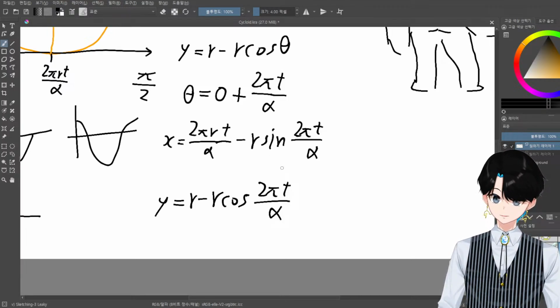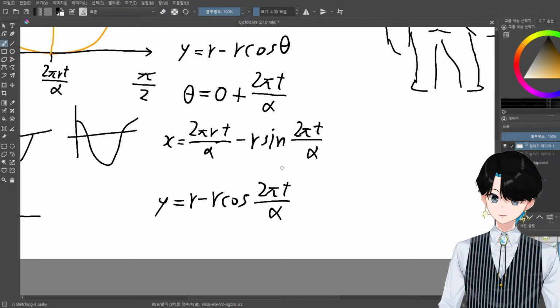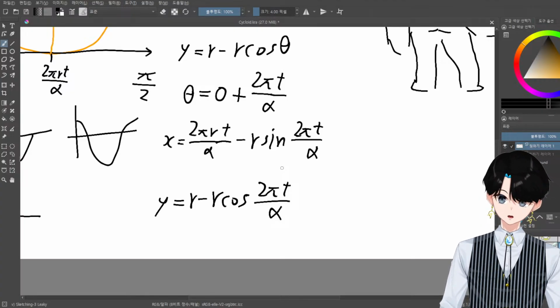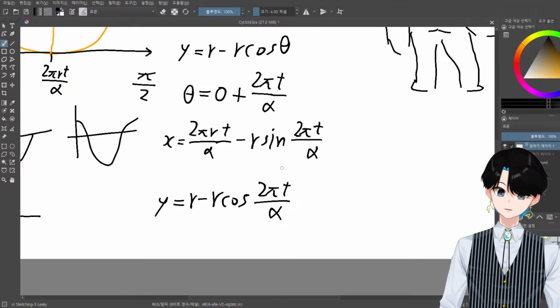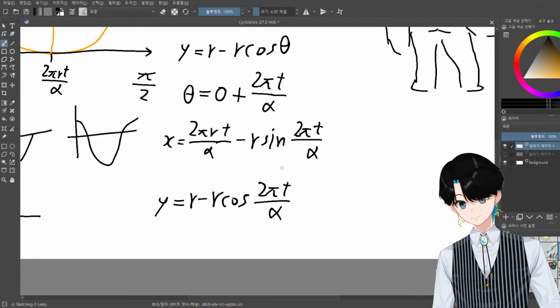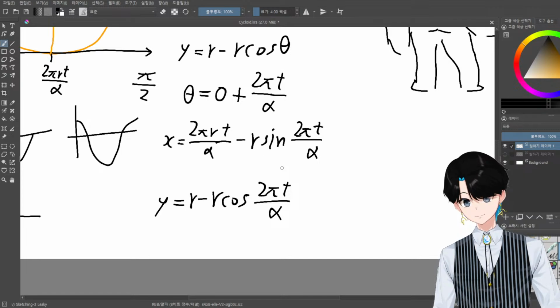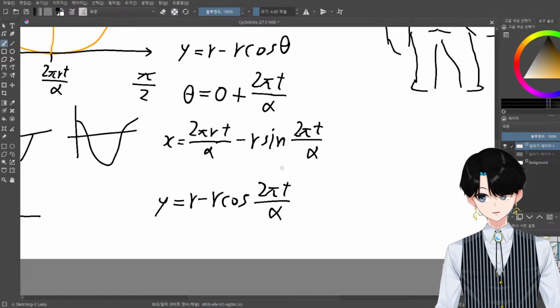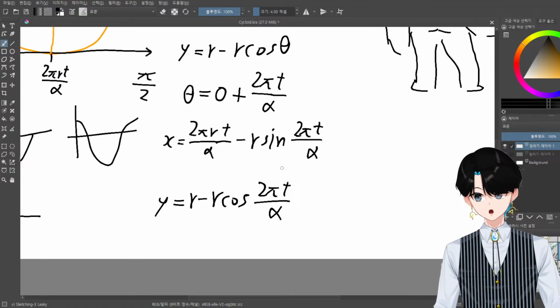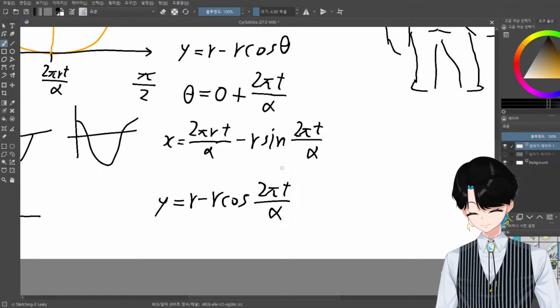Man, what now then? Hold on. Okay. Is there any other way that I can reduce it somehow? T is a variable. R and alpha are constant values. Alpha is the total time it takes.